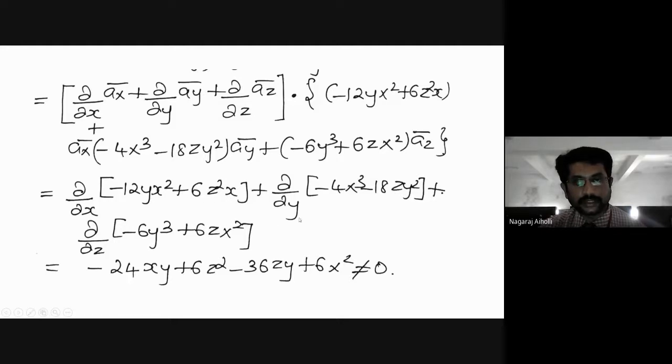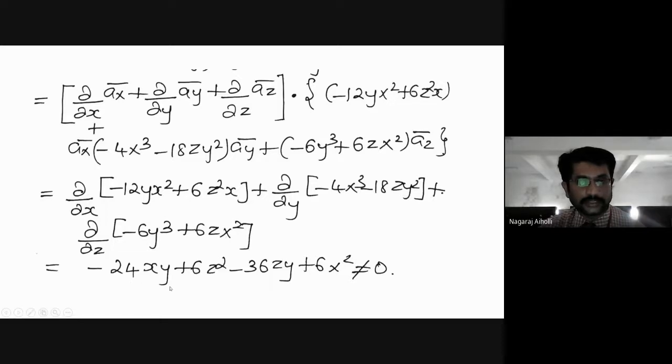Then if we differentiate the second term, minus 4x cube is 0 because there is no y term here. Then minus 18zy square, with y square in n into x raised to n minus 1 form, gives minus 36zy. Then dou by dou z of 6y cube with respect to z is 0, plus 6zx square. Differentiation with respect to z is 6x square, since z differentiates to 1 and x square is constant. It will be plus 6x square.